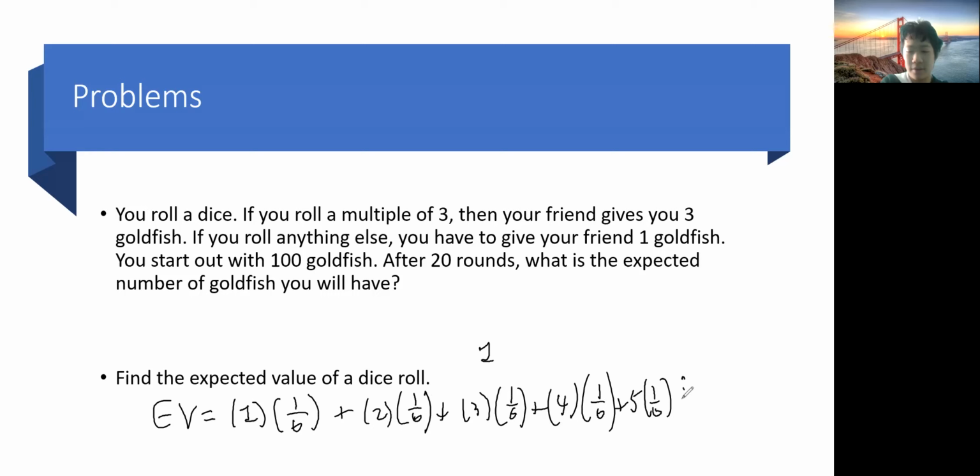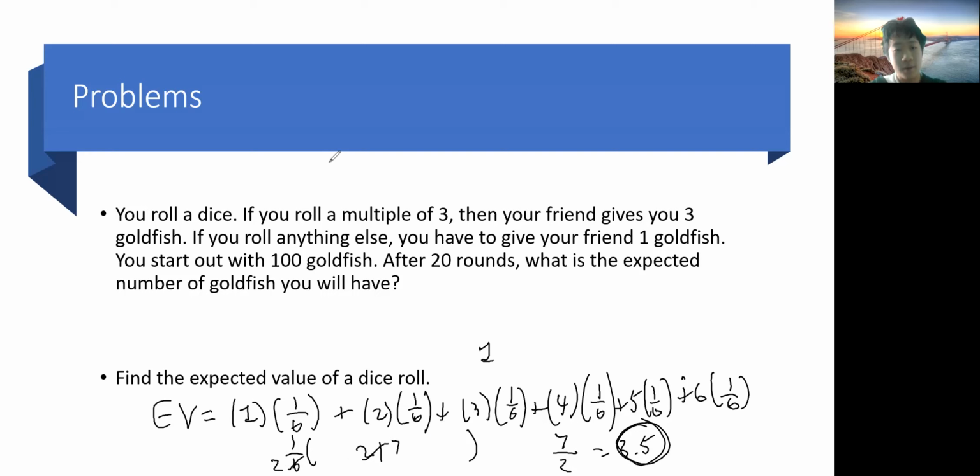So this is the expected value. To make this process quicker, I can factor out a 1/6, and this would be 1 plus 2 plus 3 plus 4 plus 5 plus 6. And what is all that? That's 21. We cancel, we get 2 and 7. So the expected value is 7/2, which is 3.5. This is the expected value of a dice roll. Any questions here?